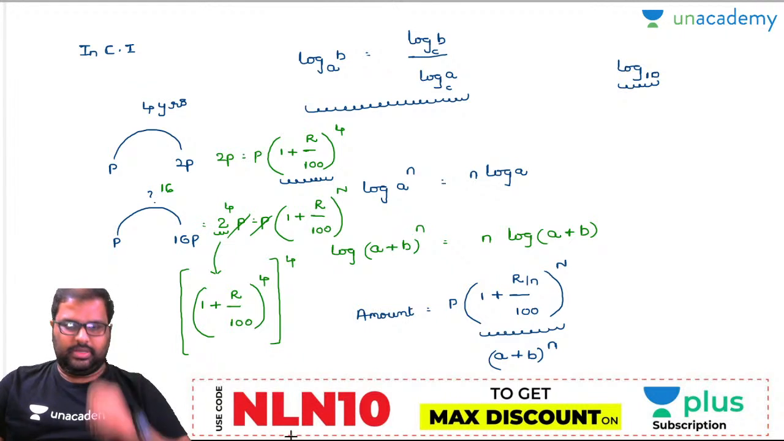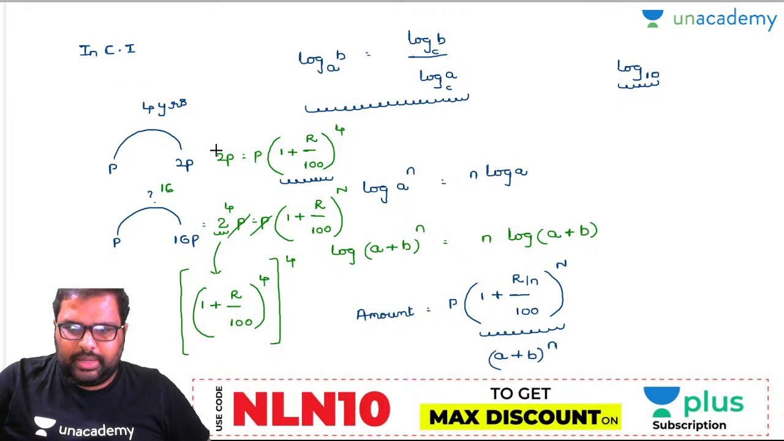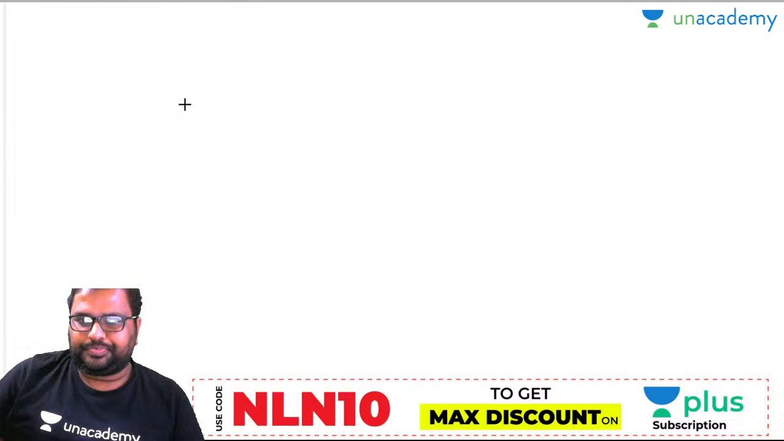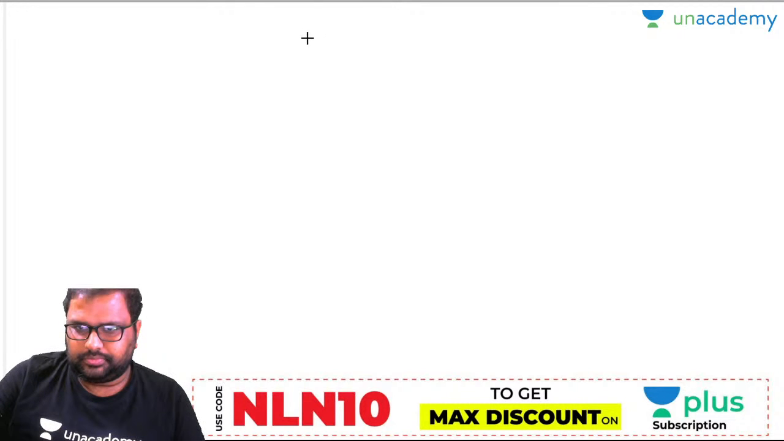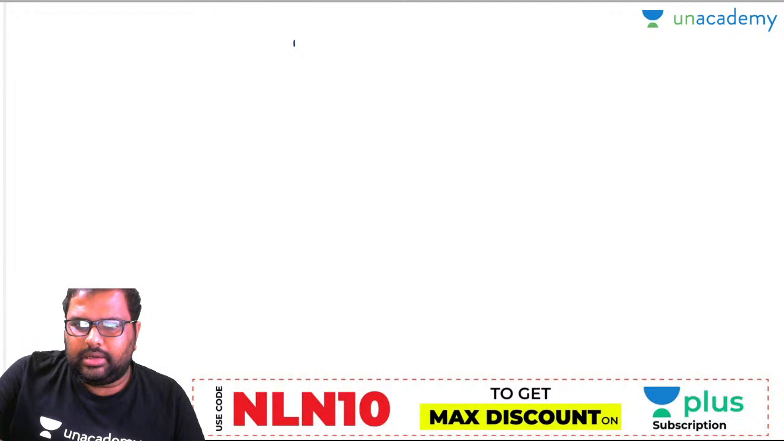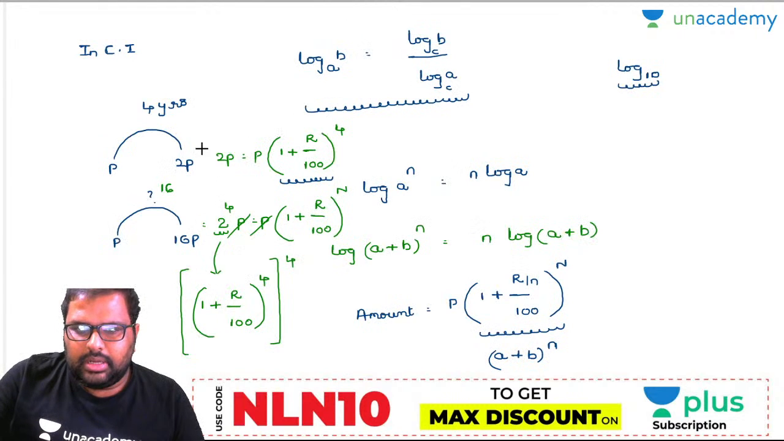In the place of 2, I can write 1 plus r by 100 whole to the power of 4. This is what I wrote there. 16 years. Now I will write down the same thing in logarithms. Now look, the point here is, I will write this as log A and this as log B. Initially, in order to have log A, let us take it as 4 years. So this I will take as log A.